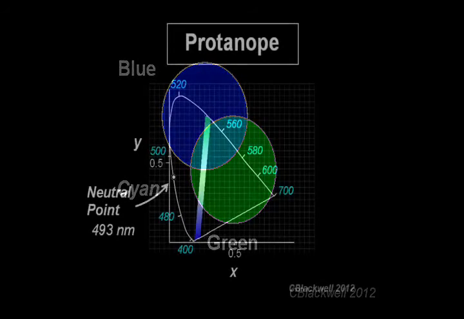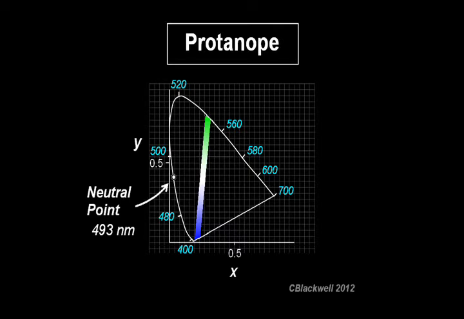Back to the chromaticity diagram. Here is the neutral point. Here is the equal energy point. That is the point where red, green, and blue combine in equal amounts to make white. If you make a line from the neutral point through the equal energy white, all the colors that fall along this line are perceived by our protanope as achromatic. This is another confusion line.